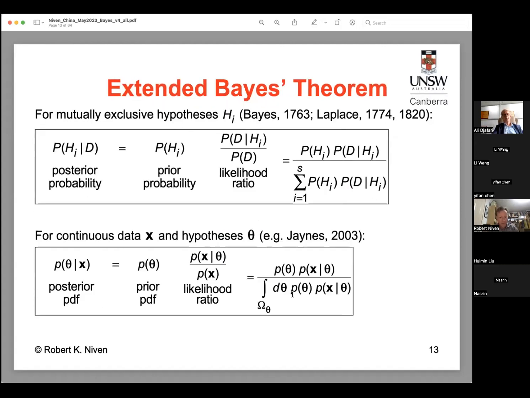There are some other forms of this. So if we have a set of mutually exclusive hypotheses, a discrete set, we can write down Bayes' rule for that. Similarly, if we have continuous data and continuous hypotheses, we can represent them with different parameters, x and theta, and we can write down a continuous form of Bayes' rule like this.